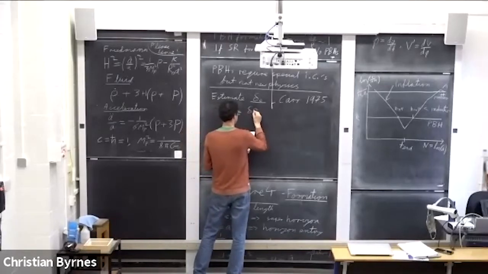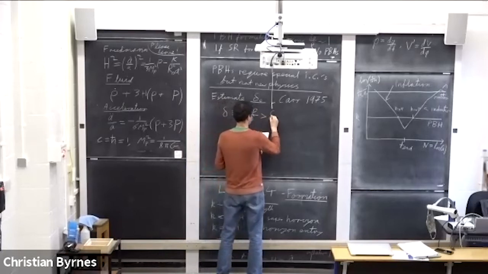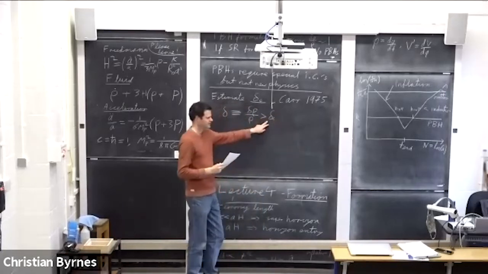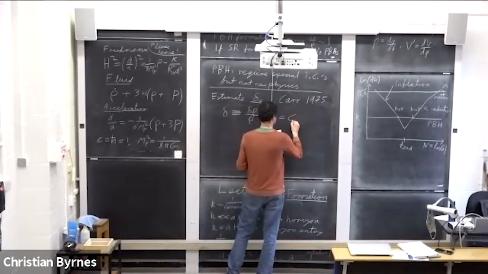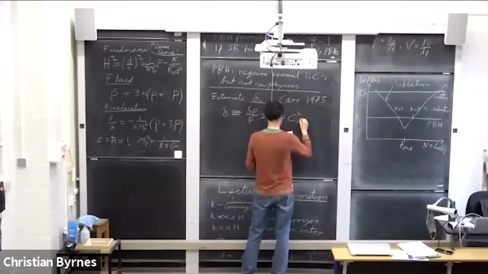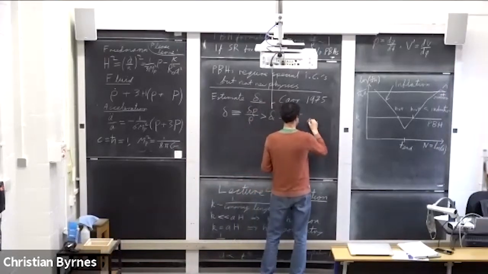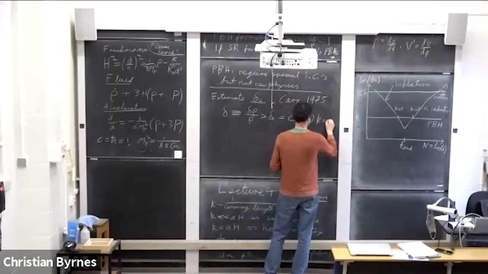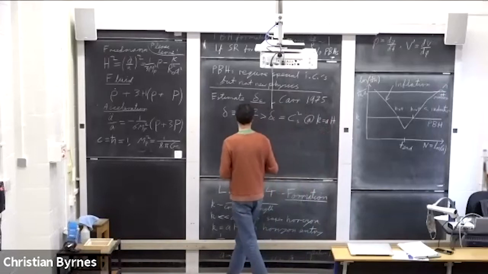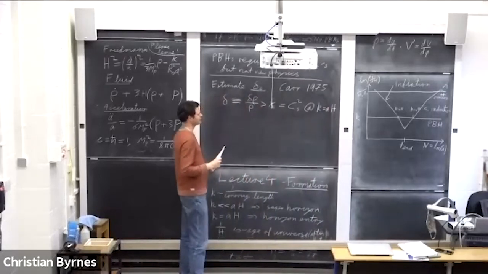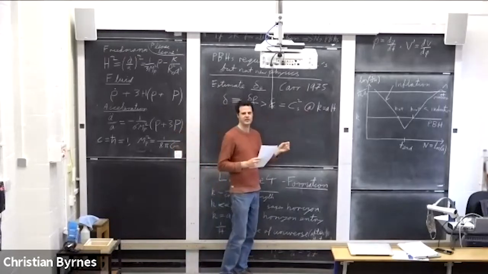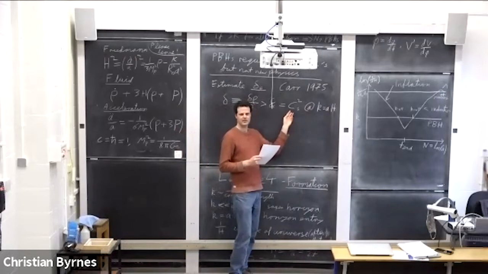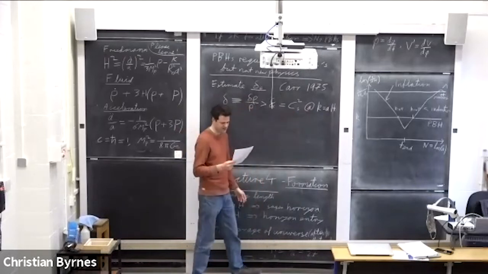He found that delta, which we'll define as delta rho over rho, needs to be greater than some delta critical. The question is, what is this value of delta critical? And he found this should be equal to the sound speed squared, and this is at k equals aH, so at horizon entry. This was in fact quite a rough estimate because he used Newtonian gravity, and it's very difficult to do this using general relativity, as you might imagine.